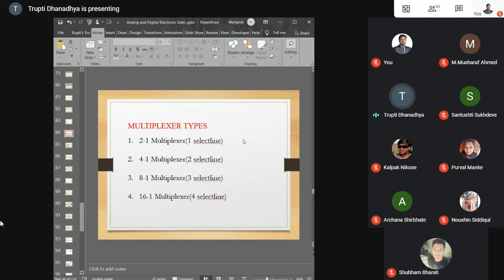So next is your multiplexer types. I already told you. You can see here that one is constant in all four types. One is representing your output. When I am talking about the 2 to 1 multiplexer, at that time we require only one selector line, because I already told you the relation between the number of inputs and the number of selector lines. So this is the relation, and this is one of the big advantages of our multiplexer.